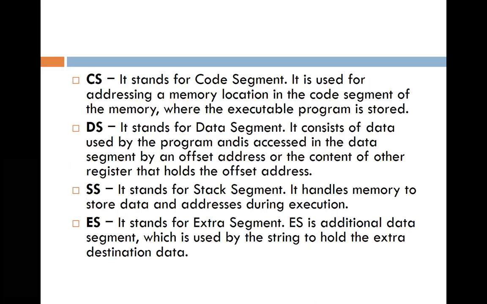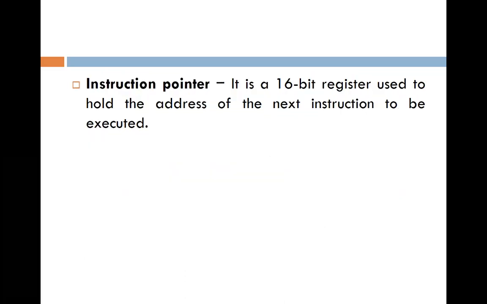DS stands for the data segment. It consists of the data used by the program and is accessed in the data segment by an offset address or the content of another register that holds the offset address. SS stands for the stack segment. It handles the memory to store the data and address during execution. ES stands for the extra segment. ES is an additional data segment which is used by string operations to hold the extra destination data. Instruction pointer: it is a 16-bit register used to hold the address of the next instruction to be executed.